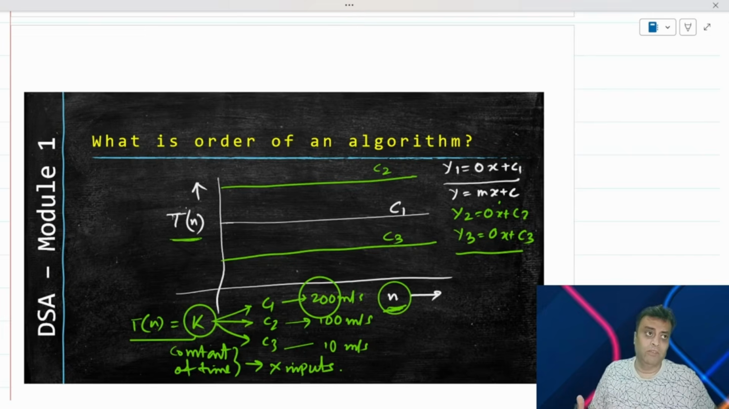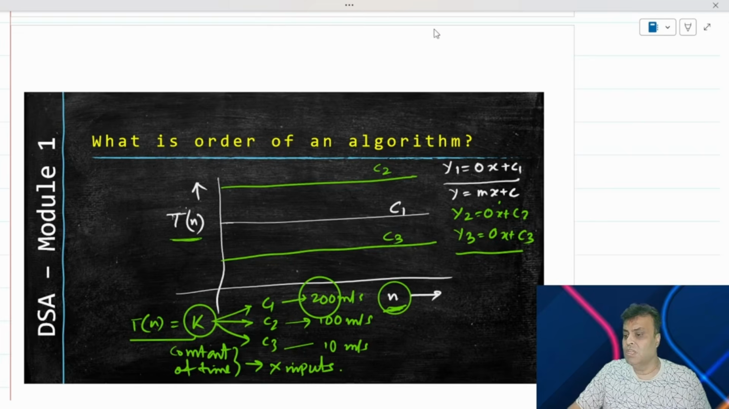So when I showcase my algorithm to the entire wide world, I will tell them that my algorithm executes in 200 milliseconds? No. I will tell them that my algorithm executes in a constant amount of time. No matter however you change the number of inputs, my algorithm will never change. It will always execute in a constant amount of time.